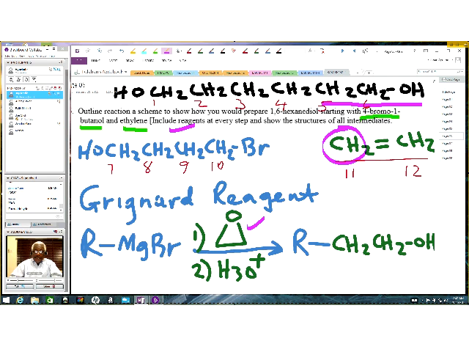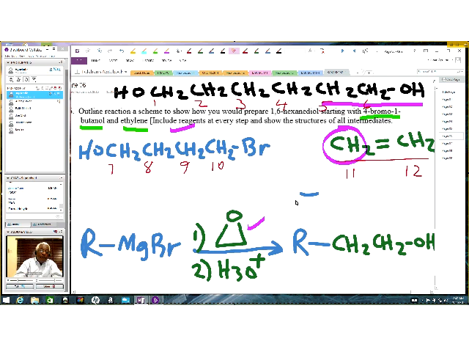Okay. Well, the formaldehyde will only give you one carbon atom. In this case, you need to add two carbon atoms. Okay, so that is why we are using ethylene oxide. Now, another thing that I also need to keep in mind here, okay? I told you, this is the most difficult question in this exam, the way I see it.